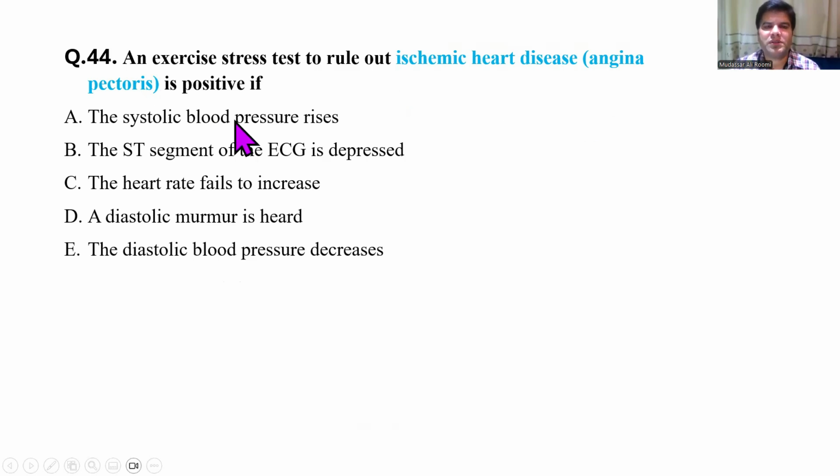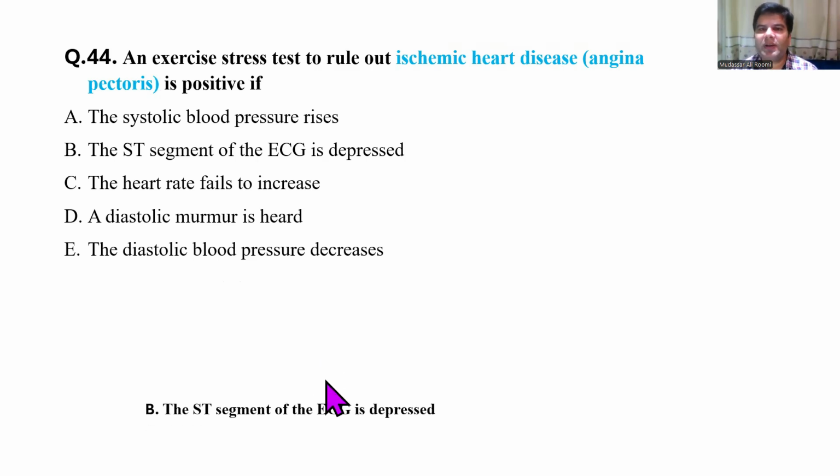Next question is, an exercise stress test to rule out ischemic heart disease. Angina pectoris is positive if: A, systolic blood pressure rises; B, ST segment of ECG is depressed; C, heart rate fails to increase; D, a diastolic murmur is heard; E, the diastolic blood pressure decreases. And the answer is, angina pectoris will be seen in case of exercise stress test if ST segment of ECG is depressed.